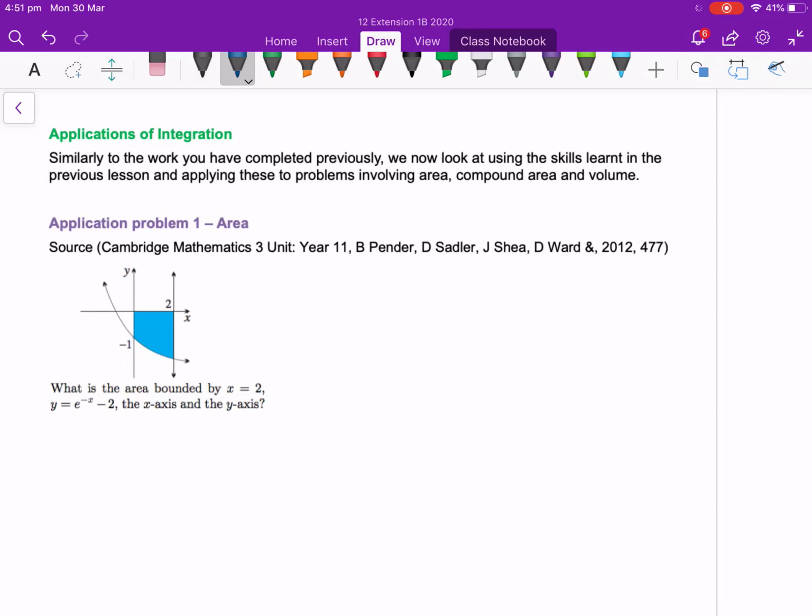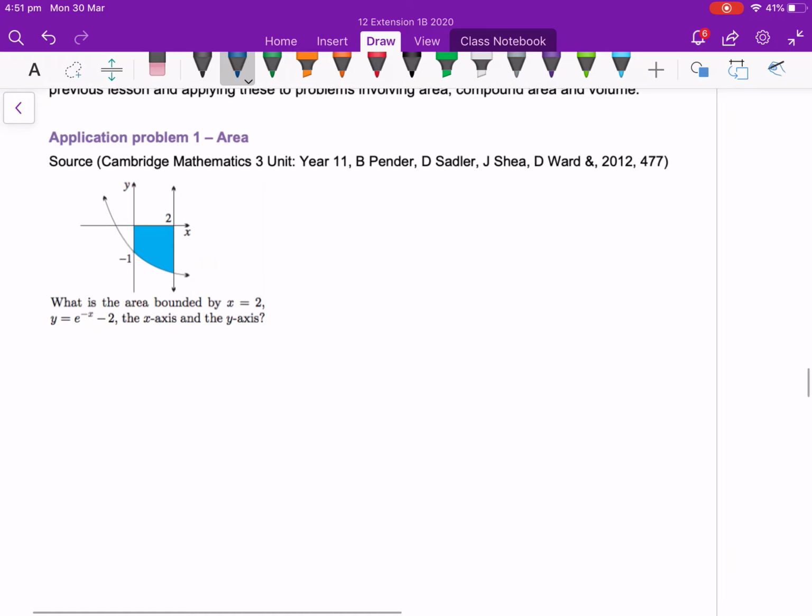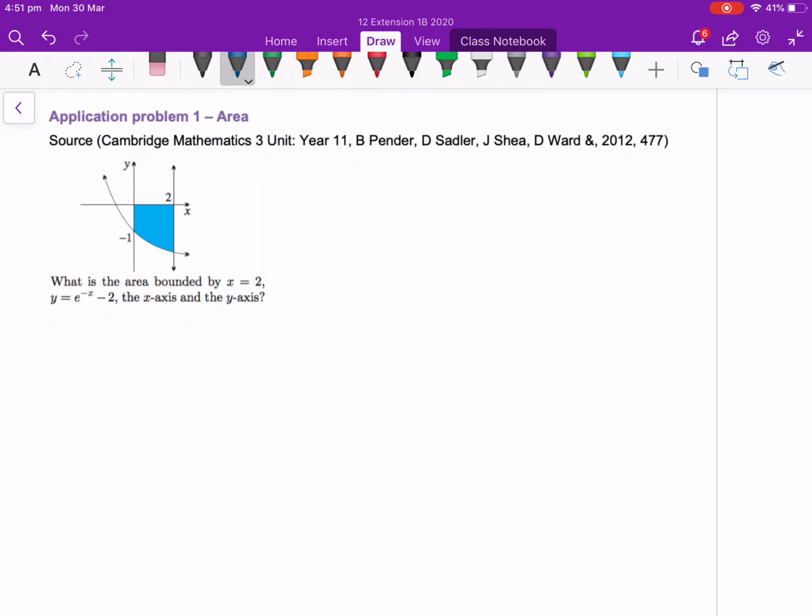Right, so here we're going to look at our first application problem for integration of exponential functions. And here we're asked to find the area under the curve y equals e to the power of negative x minus 2 between the x-axis and the y-axis and the line x equals 2, which is this shaded region that has been highlighted in the diagram.